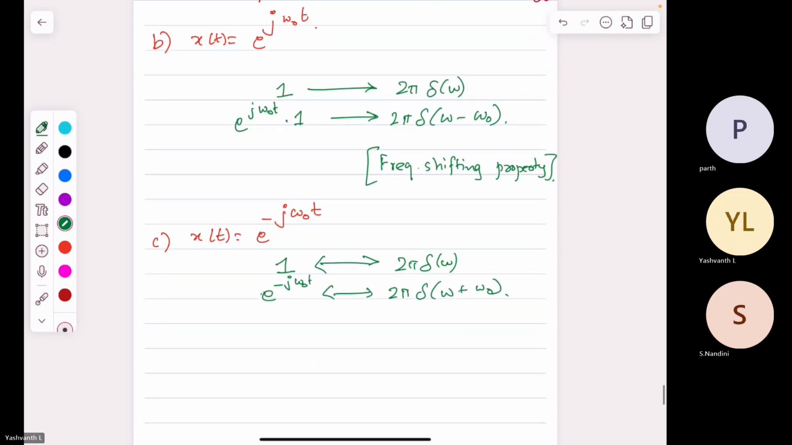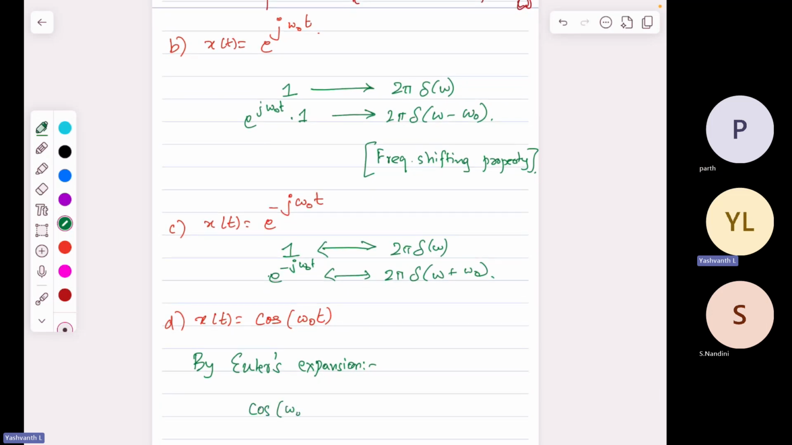Okay. Now tell me, there is a purpose why I wrote this. Now tell me what if x of t is equal to cos omega naught t. How do I find out the Fourier transform? No need of duality. See this? Simple. By Euler's expansion, cos omega naught t is nothing but e power j omega naught t plus e power minus j omega naught t, divided by 2. Is it clear?